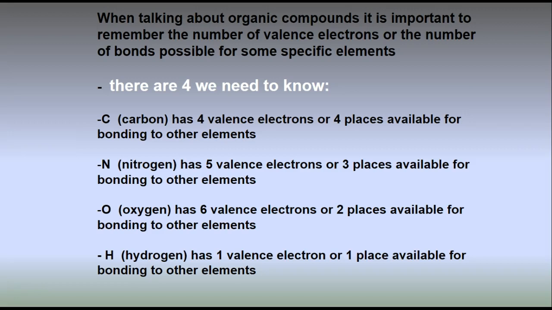Carbon will have 4 valence electrons, therefore it has 4 places for bonding to occur to other elements. Nitrogen has 5 valence electrons, which means it has 3 places available for bonding to other elements. Oxygen has 6 valence electrons, so it has 2 places available for bonding to other elements. And our last one is hydrogen, and this has 1 valence electron, so it only has 1 place available for bonding to other elements. You don't really need to know the number of valence electrons as much as you need to know the locations or the number of bonding locations for each one of these elements. This will be very helpful when you're drawing your structures later in this course.